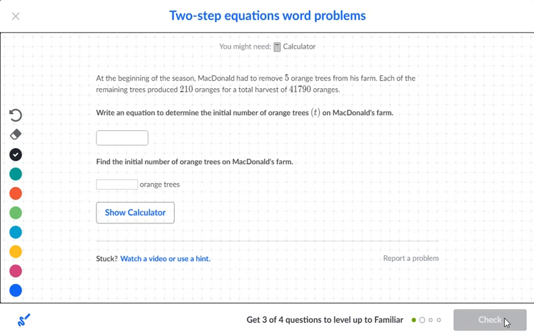So when they're talking about the initial number, they want to know what did he have to start with before he removed the 5. So how many orange trees were there before the removal of the 5? Now, looking at this, he had to remove 5 orange trees from his farm. Each of the remaining trees produced 210 oranges for a total harvest of 41,790. So this is your total. See, because you clearly see the word total here.